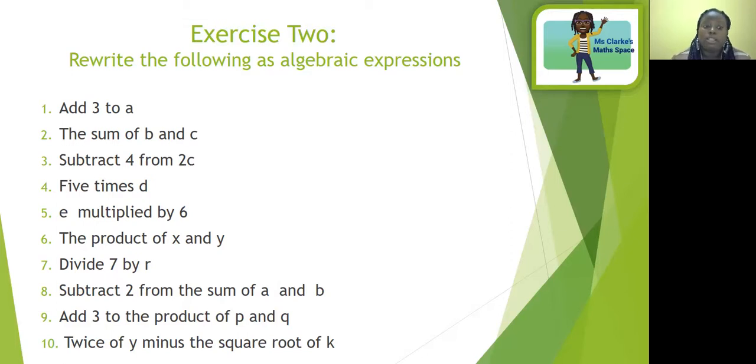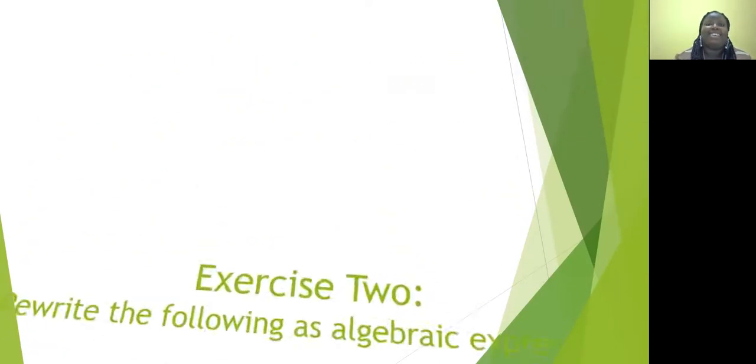And question 10, twice of Y minus the square root of K. Twice is the same as saying 2 times. So we have 2 multiplied by Y, which is 2Y. And then you're minusing the square root, so that's why you're using the sign. And you put K inside that sign. So let's look at the answers now after my oral discussions.